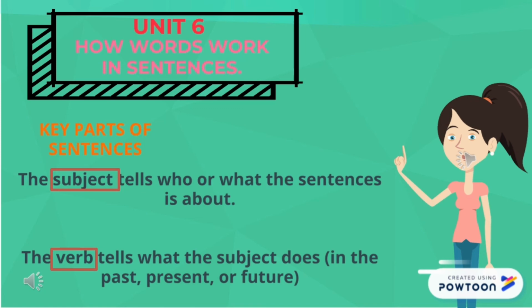Key parts of a sentence. The key parts of a sentence are the subject and the verb. The subject tells who or what the sentence is about. The verb tells what the subject does in the past, present, or future.